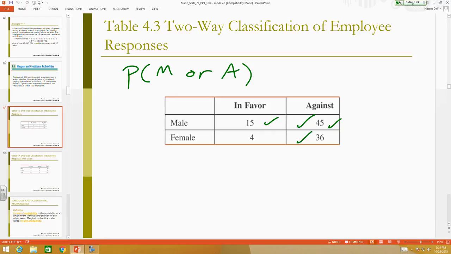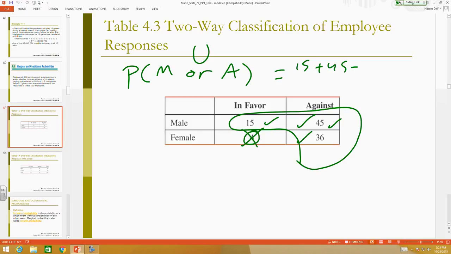So the idea is, can I take the 4? No, the 4 is not against, and the 4 is not male. So I don't need that, right? So that means what? I need all these people. That's a union. So the or actually means union. I want the union of these two groups together: 15, 45, and 36. And of course, I divide by 100.